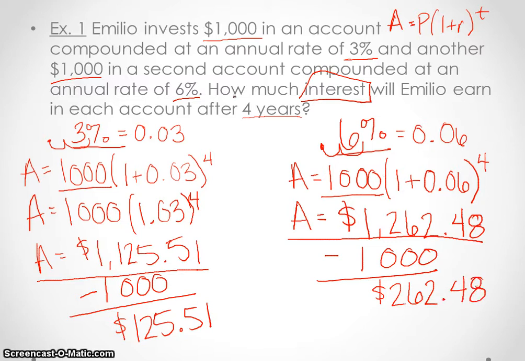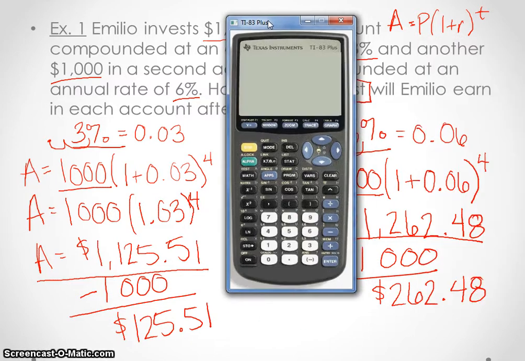Now, it's not really clear. It says, how much interest will Emilio earn in each account after 4 years? It would make sense to answer it with 125 and 262 because that's in each account. But the way I'm reading this is, how much interest will he earn? Well, he's earned both of these. So to get our total amount, we would have to actually add those together to get our total amount of interest earned. So let's grab our calculators again.